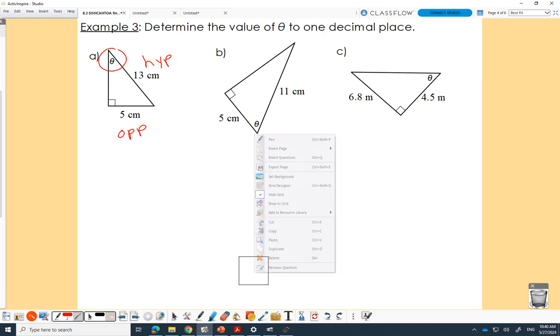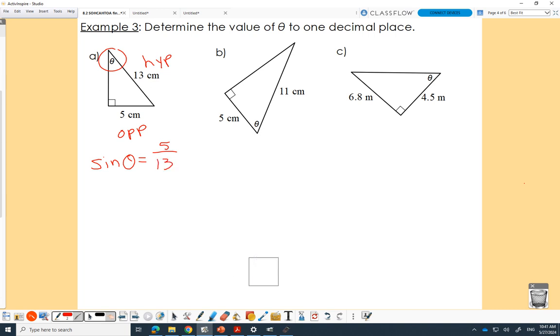If I'm using opposite and hypotenuse, which of the 3 trig ratios would I be using? Sine, how did you do that so fast? Opposite over hypotenuse. So you see, that's why memorizing it gives you speed, knowing that sine is the one that does opposite over hypotenuse. So then you'd write sine of theta equals, what's the opposite? 5 over 13. That's where you were supposed to be when you came in today, so that I can write that down. Here's what I've added.